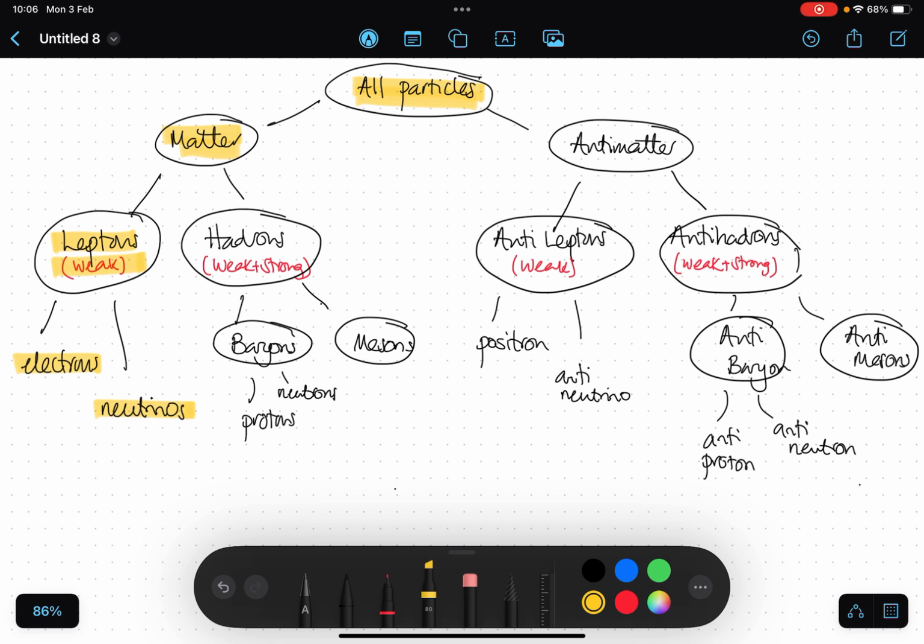But matter can also be hadrons. Now, hadrons are not fundamental. They can be broken down into simpler parts. Hadrons are affected by both the weak and the strong force. And hadrons can either be three quark particles, which we call baryons, or two quark particles, which we call mesons.